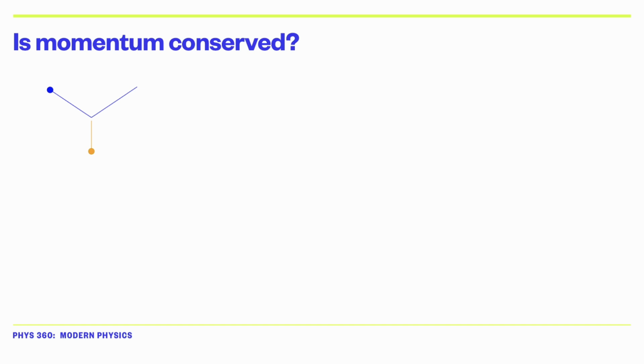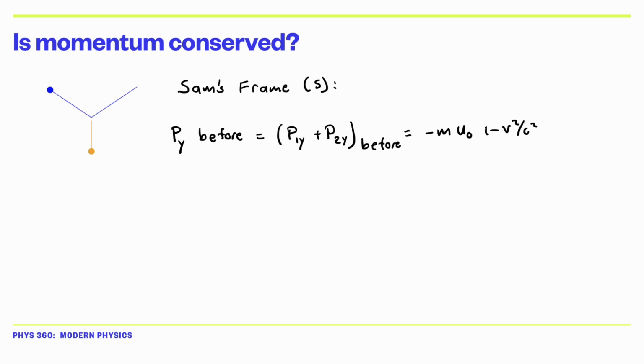So the question is, is momentum conserved in special relativity? We can now answer that question by looking at the total momentum before and after the collision in Sam's frame of reference. The total momentum before the collision is the momentum of Sally's ball, let's call it P1y, plus the momentum of Sam's ball, let's call it P2y, before the collision. We assume the classical Newtonian expression for momentum, which is just mass times velocity. After the collision, the signs of the momentum simply reverse.